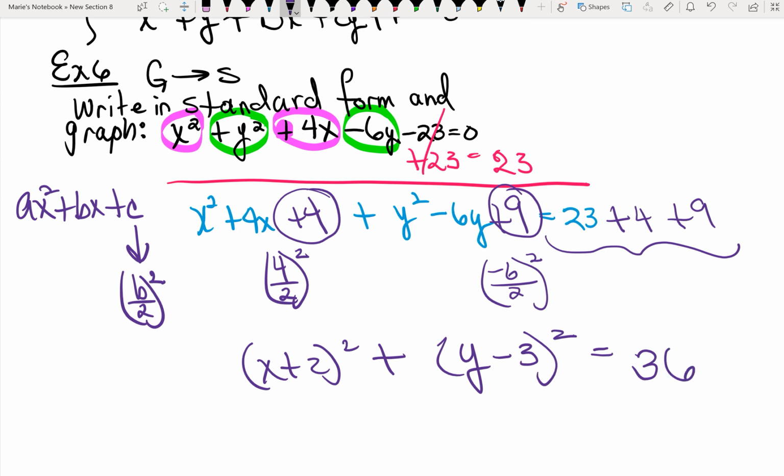So in essence, I have the center at negative 2, positive 3, and my radius equal to 6. And that's what we're trying to do in that example. Any questions you may have beyond this, we discussed in class, so ask me during office hours. And there you go.